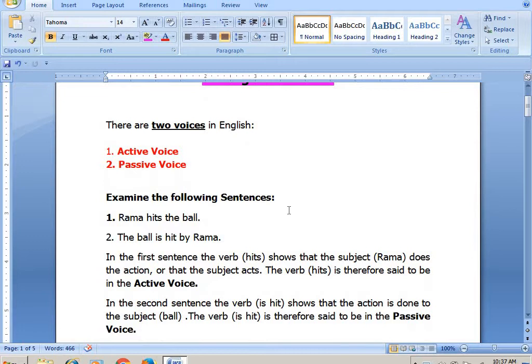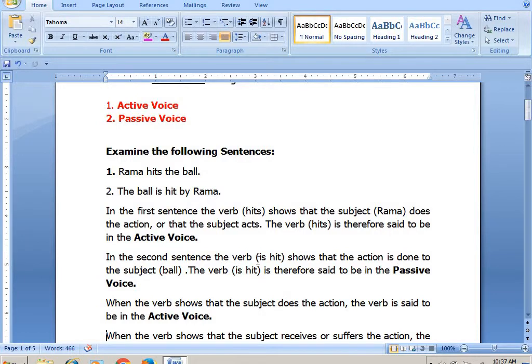First and foremost, the other day we studied that there are two types of voices, and they are active voice and passive voice. For example, Rama hits the ball is the active voice, whereas the ball is hit by Rama is the passive voice. Now, students, how do we know which is the active and which is the passive voice? We had seen that in the first sentence, the verb hits shows that the subject Rama does the action, or the subject acts. The verb hits is therefore said to be in the active voice.